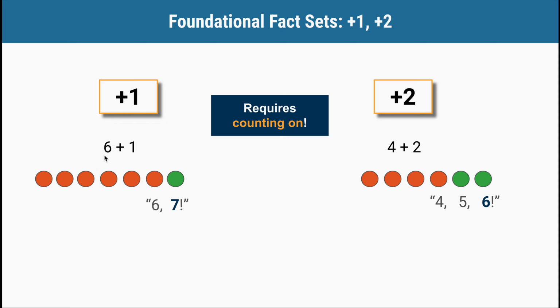So if the fact was 6 plus 1, a student might know, 6, and the next number that comes after that is 7. Or if I'm doing 4 plus 2, I have 4, 5, 6. 6 is my answer. Counting on makes it a lot faster than counting all, which would be if you start at the beginning and said 1, 2, 3, 4, 5, 6, 7.